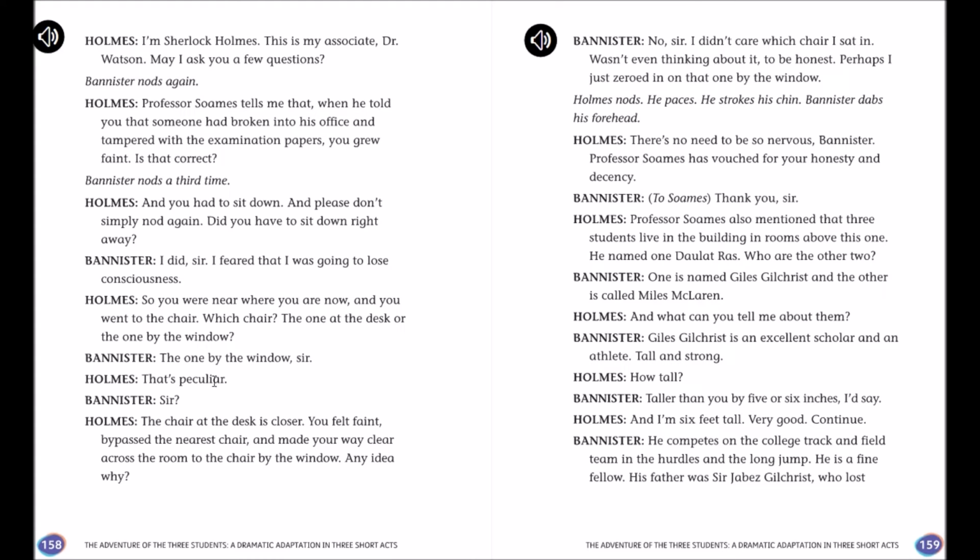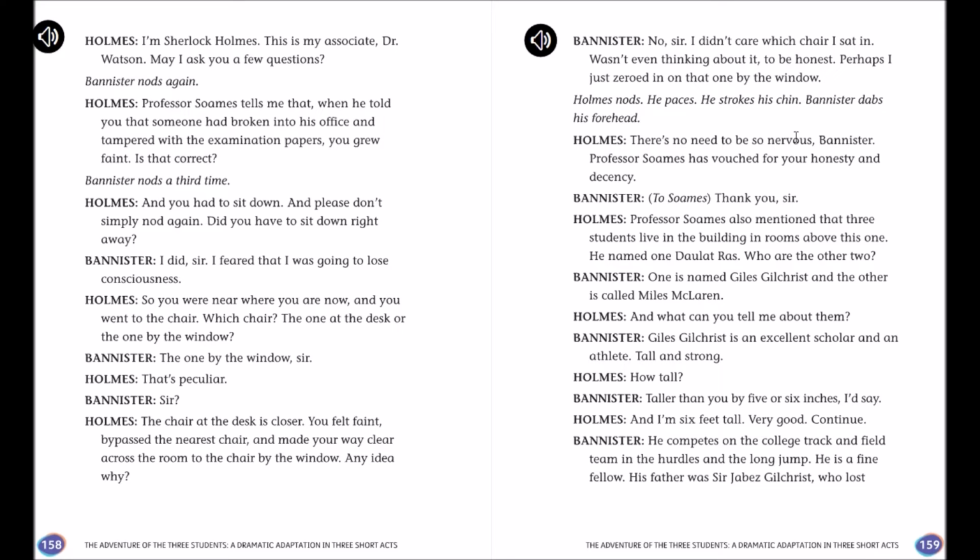Holmes. That's peculiar. Bannister. Sir? Holmes. The chair at the desk is closer. You felt faint, bypassed the nearest chair, and made your way clear across the room to the chair by the window. Any idea why? Bannister. No, sir. I didn't care which chair I sat in. Wasn't even thinking about it, to be honest. Perhaps I just zeroed in on that one by the window. Holmes nods. He paces. He strokes his chin. Bannister dabs his forehead.